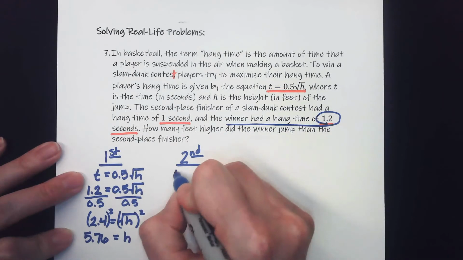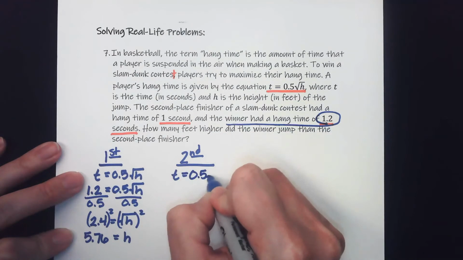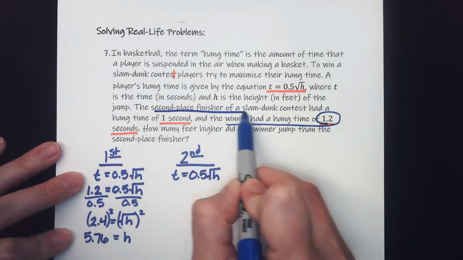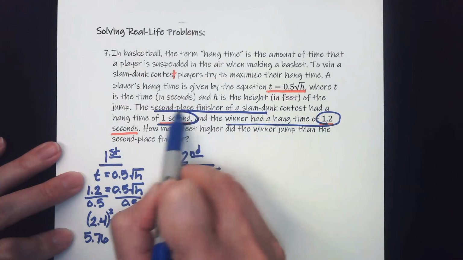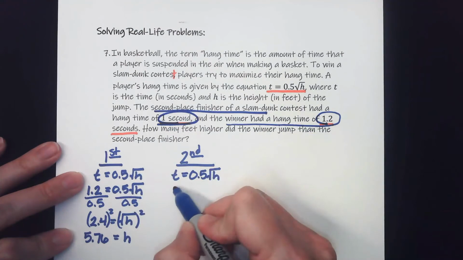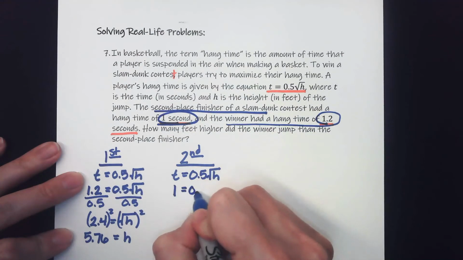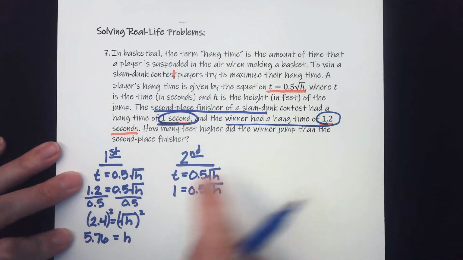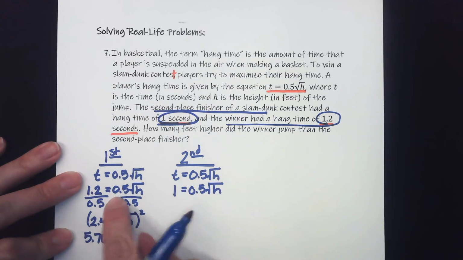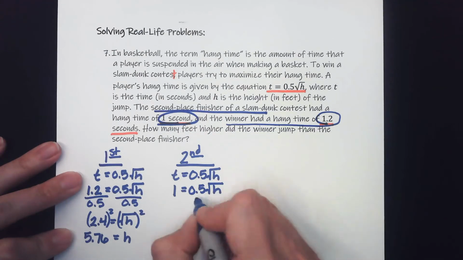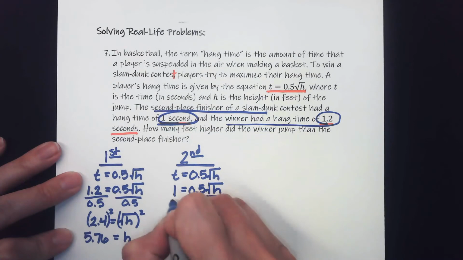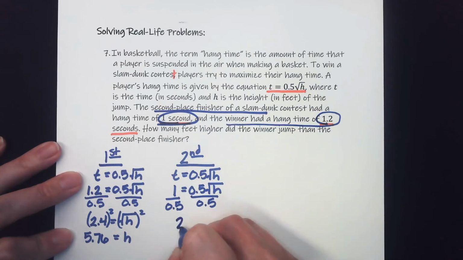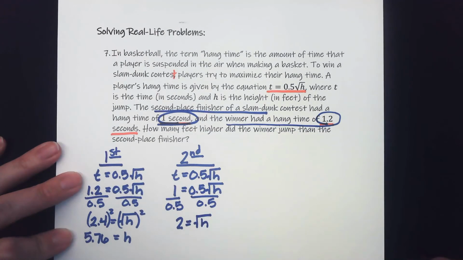Okay? Now we need to do the second place. I'm going to use the same equation, t equals 0.5 times the square root of h. The second place finisher did 1 second. Okay, so its time is 1. The rest of the equation stays the same. We're going to solve just like we did the first place, so I need to get the square root of h by itself, so I'm going to divide by 0.5. And that is 2 equals the square root of h.